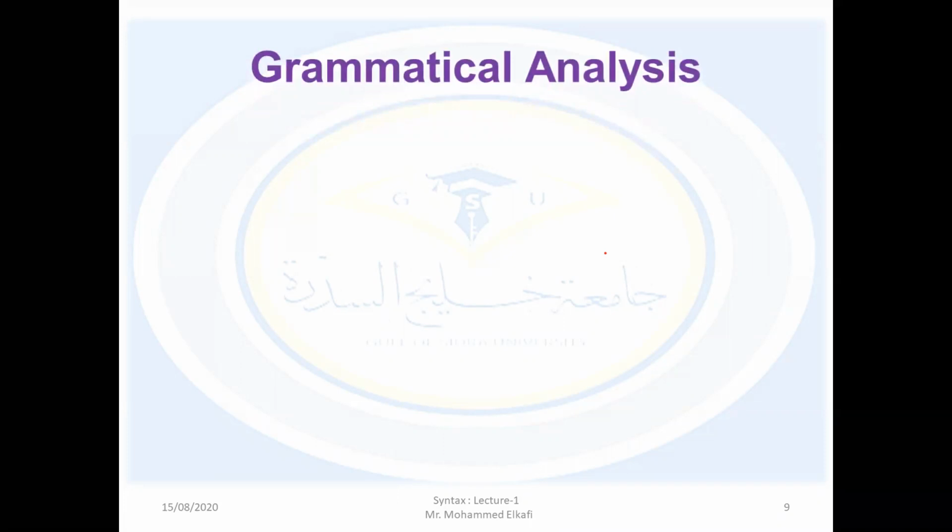So this is about the first point, which connected with the definition of syntax. It is a study of what? Of ordering and structure of components in a sentence, or even the study of the structure of the sentence, and also how the components are ordered in the sentence.